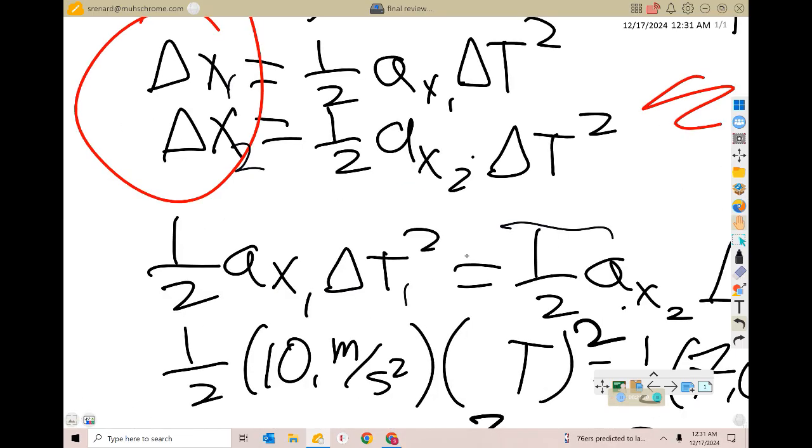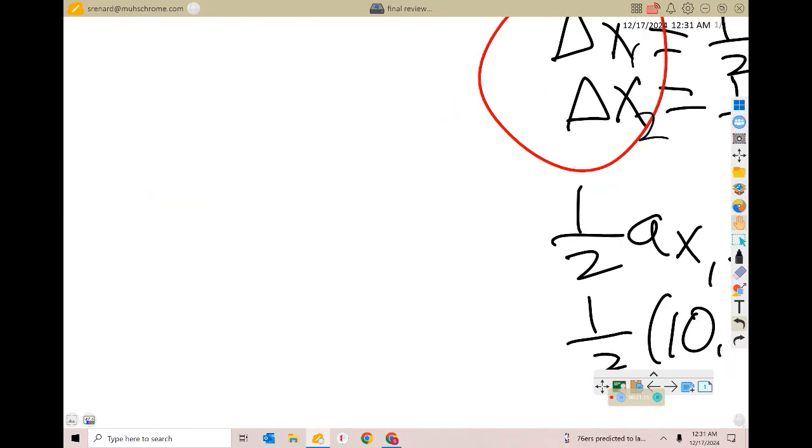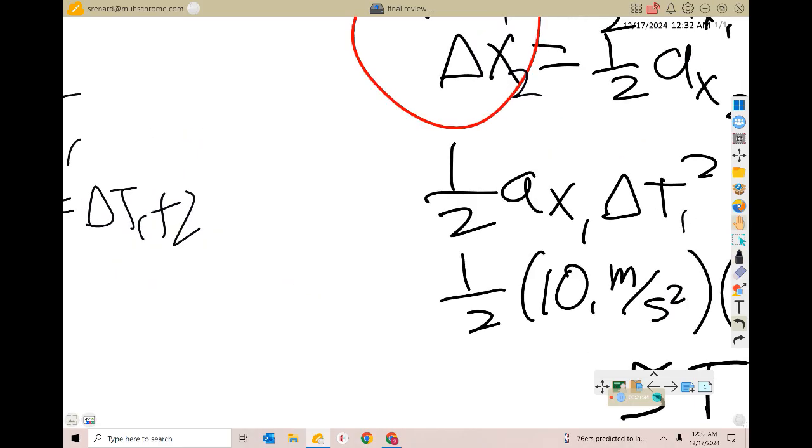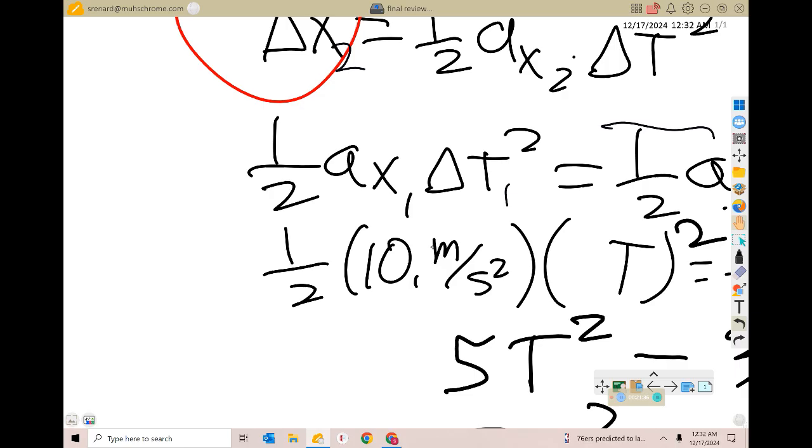Now, here's the thing. We already have their accelerations. Because car number 2 got a head start, we don't know how long car 1's been driving, right? But we do know that the time for car 2 is equal to car 1's time plus 2 seconds, right? So when we start plugging things in, this is what our equation is going to look like.